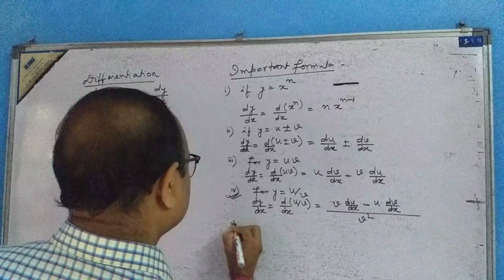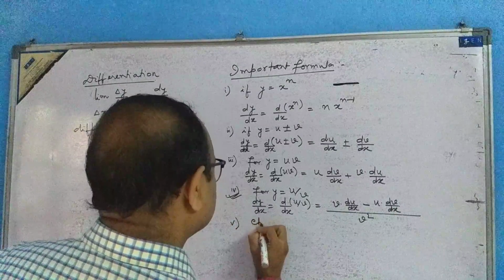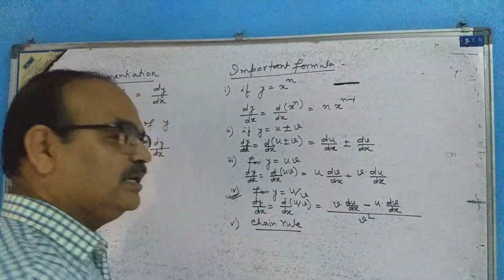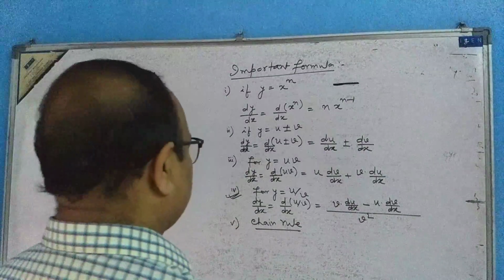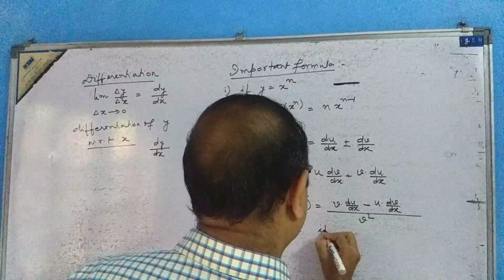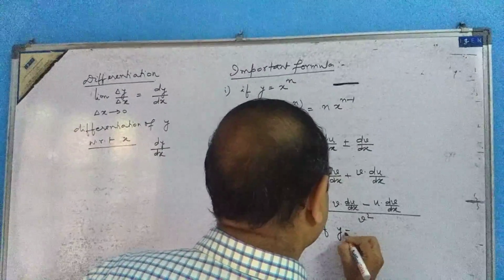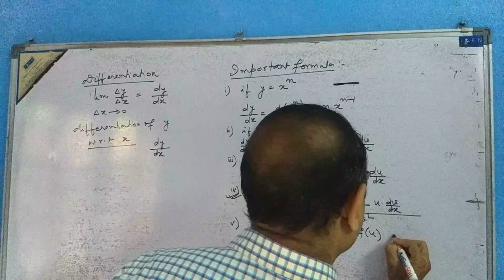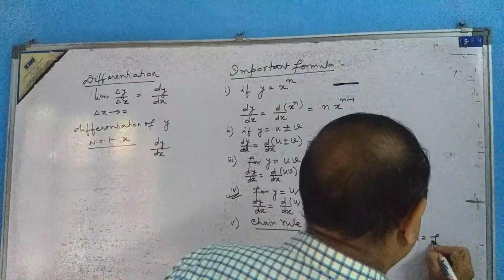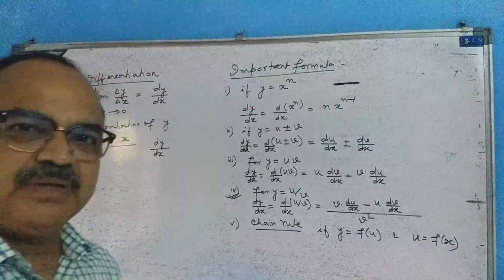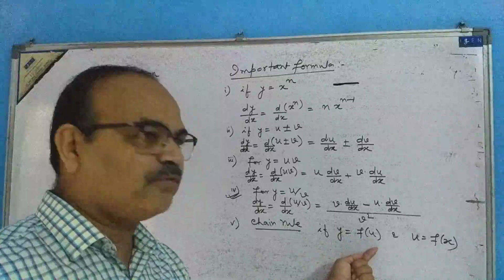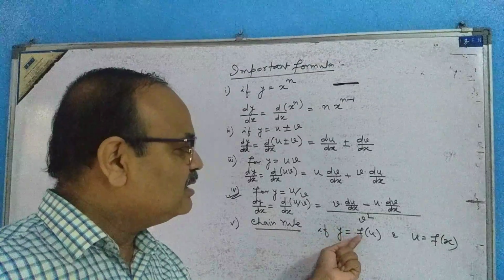And one more, that is called the chain rule. Okay, it's also very important, the chain rule. What happens in the chain rule? I write here, if y is a function of u and u is a function of x, you understand, in an indirect way, y is a function of u and u is a function of x.